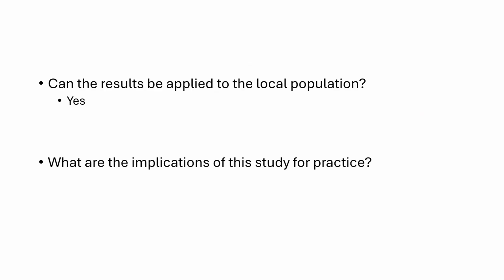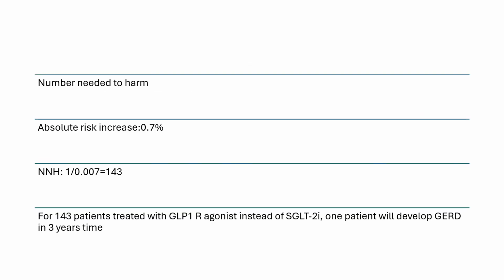So what are the implications of this study for practice? Let's look at the number needed to harm. The absolute risk increased by 0.7%. So the number needed to harm was 1 divided by 0.007, which is 143. So for 143 patients treated with a GLP-1 receptor agonist instead of an SGLT2 inhibitor, one patient will develop GERD in 3 years' time.